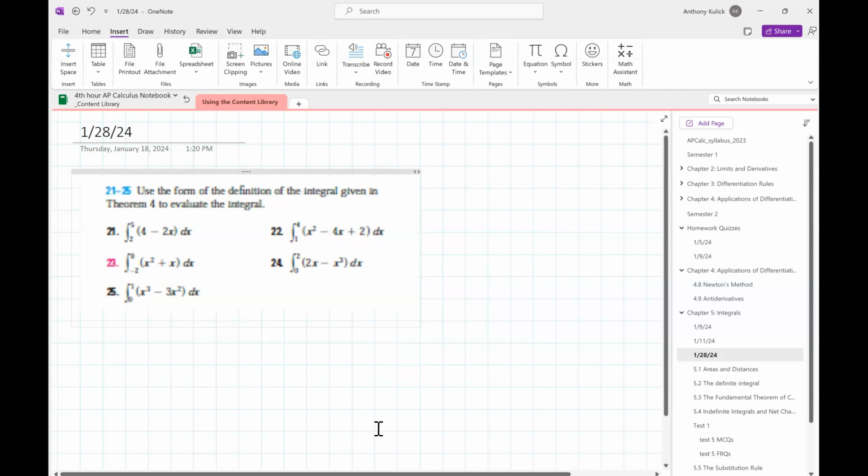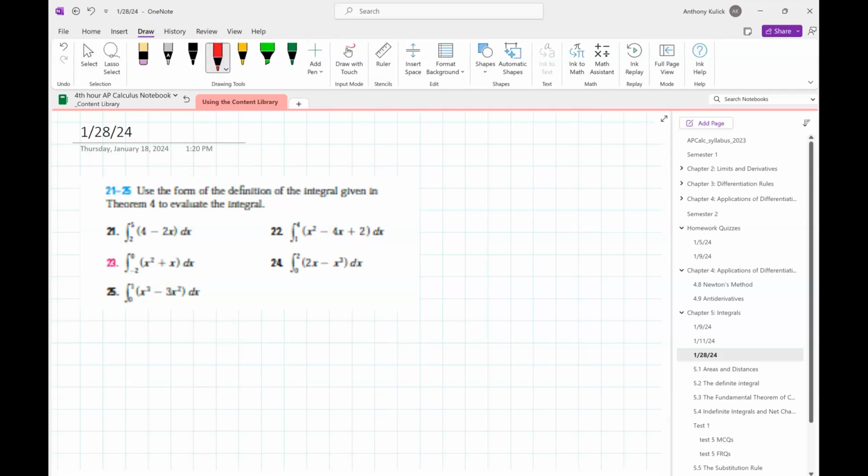Use the form of the definition of the integral given in Theorem 4 to evaluate. Let's go back and look at what Theorem 4 says.